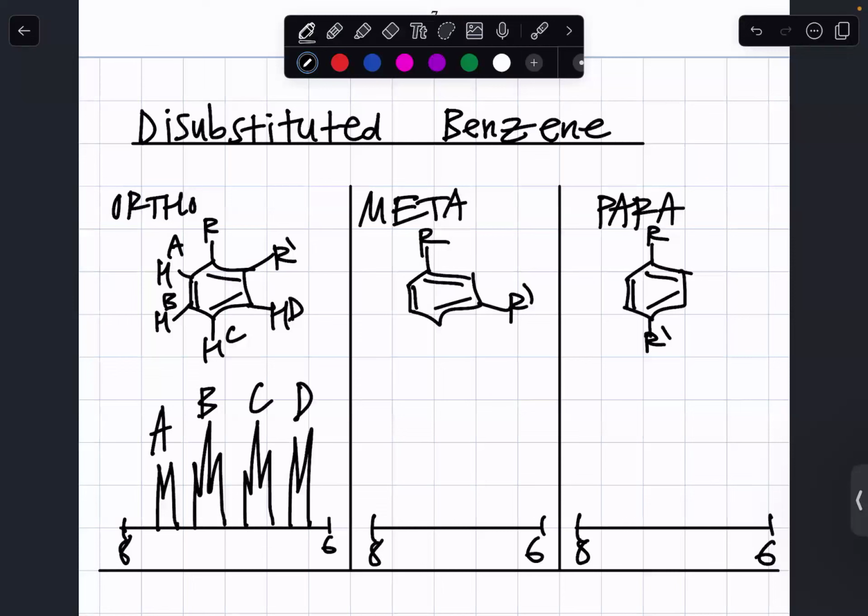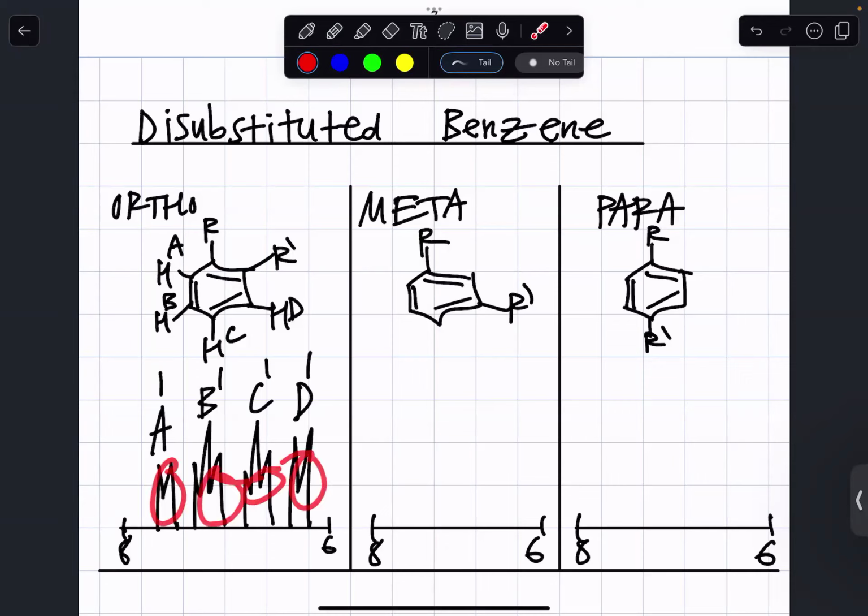Right, and the integration for all of these is one. There's one hydrogen of each, right? One A, one B, one C, one D. So when you see this pattern between 6 to 8, two doublets and two triplets, you know your benzene ring is going to be ortho. Right, there's going to be two substituents that are ortho to each other.